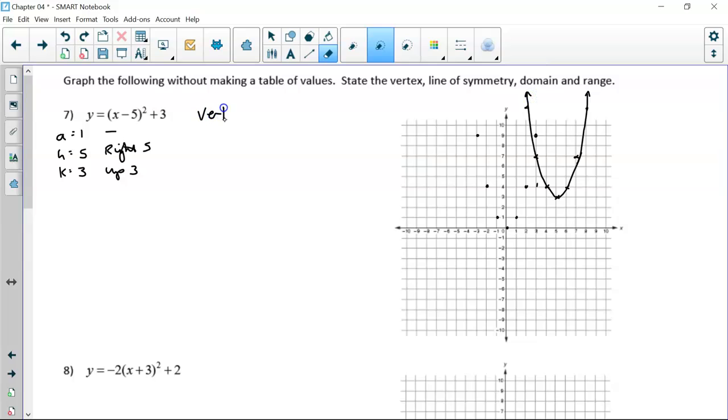The vertex is at 5, 3. We knew that even without graphing it. The axis of symmetry, x equals 5. The domain for all of these, it's all real numbers. And the range, our y values, they start at 3 and they go up, so y is greater than or equal to 3.